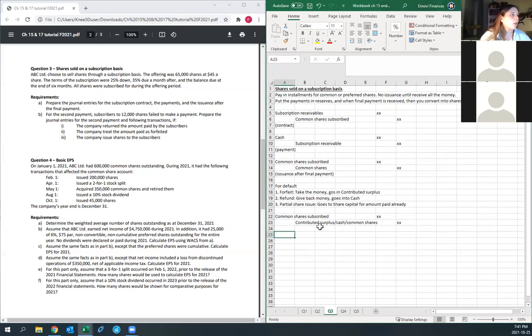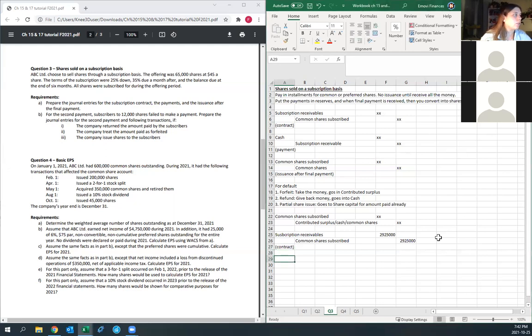So first, we're going to do the first transaction I put here. For the contract, it's subscription receivable, common shares subscribed. And the amount is going to be 65,000 shares times $45. I'll check if I'm doing my math right because I've been making some math errors. Yeah. All right. Same amount. So this is the contract.